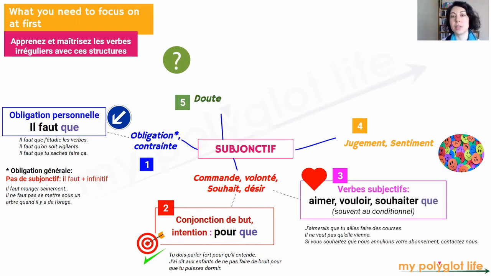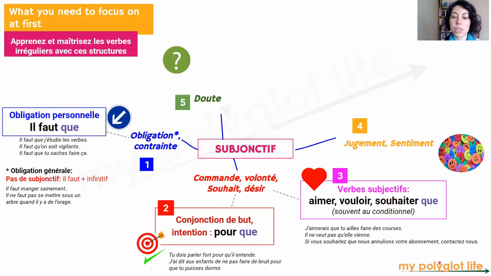The third one is with subjective verbs, verbs expressing things you would like to do, you want to do, you wish to do. Aimer, vouloir, souhaiter, que. If they're not followed by que, you don't need to worry about it. It's not subjunctive. It will be just a regular infinitive. But if it's que, because the subject in verb 1 and verb 2 is different, so verb 1 is aimer, and it has a different subject from verb 2 that comes after the que, that's where you need the subjunctive.